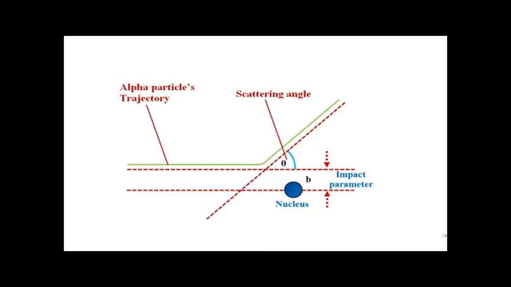In this diagram, you may find a new term, impact parameter. It is the shortest distance between an alpha particle and the nucleus in the absence of any Coulombic repulsion. More precisely, it is defined as the perpendicular distance between the velocity vector of the projectile and the center of the potential.